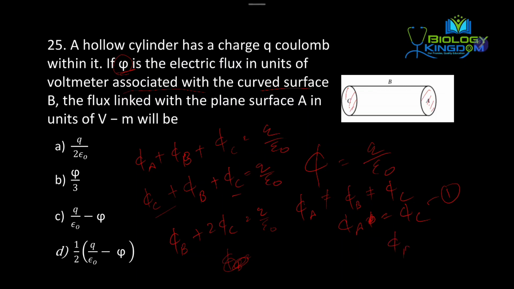So the curved surface area flux is phi, represented by phi B, so we can write it as phi. So 2 phi C will be equal to Q by epsilon naught minus phi, and the flux for the other region will be 1 by 2 times Q by epsilon naught minus phi. So that is our option number D. So here you can see how we have found the flux.